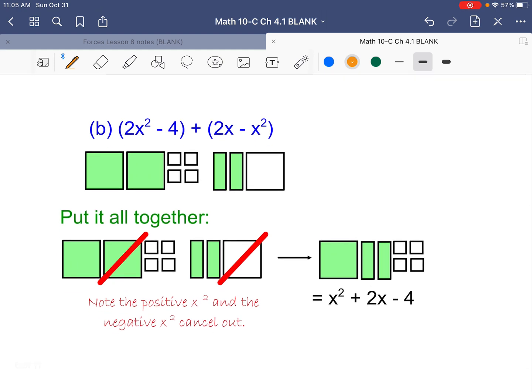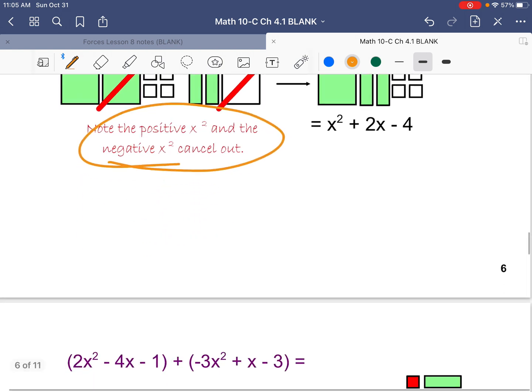Now, negative numbers, remember, the positives and negatives cancel out when we put them together. So here we have a plus x squared and a minus x squared. So they cancel out. We're down to x squared plus 2x minus 4. Okay?